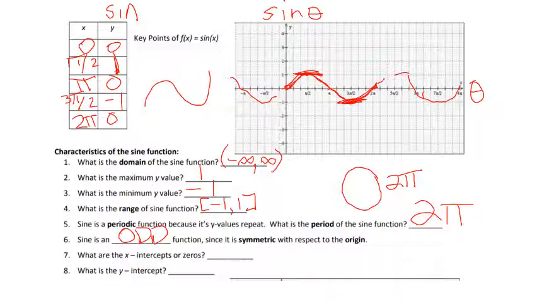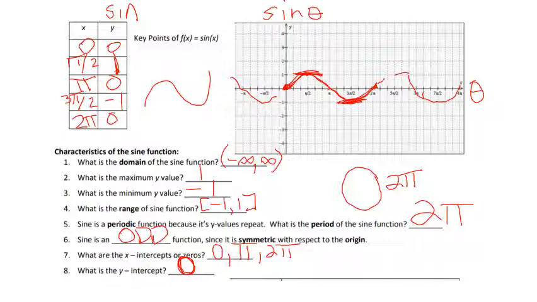The x-intercepts are 0, pi, and 2 pi. That's where it crosses the x-axis. And the only y-intercept that we have is where it crosses at the origin, or 0. Y equals 0.